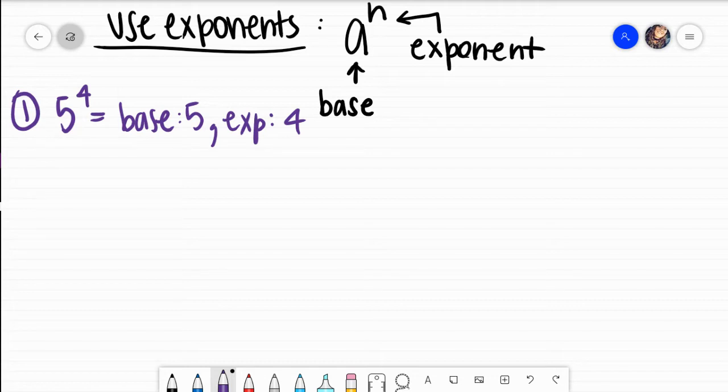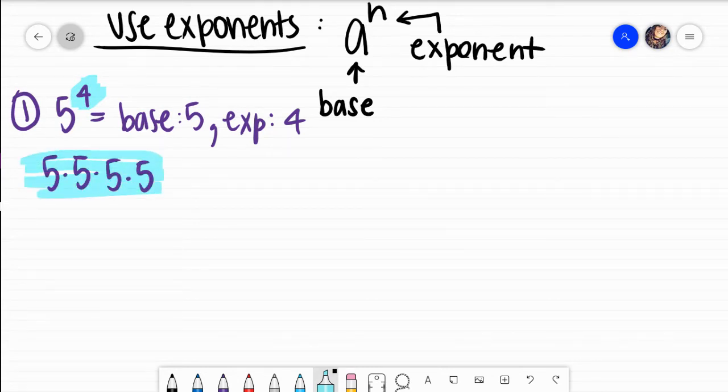Okay, so what this is actually saying, it is not saying 5 times 4. The incorrect answer to this would be 20. What this is actually saying is that you take your base and you multiply your base to itself the number of times the exponent tells you to. So my base here is 5, and I multiply it to itself the number of times my exponent tells me to. So if you notice here, I've got an exponent of 4, and so I have 4 5s multiplying each other.